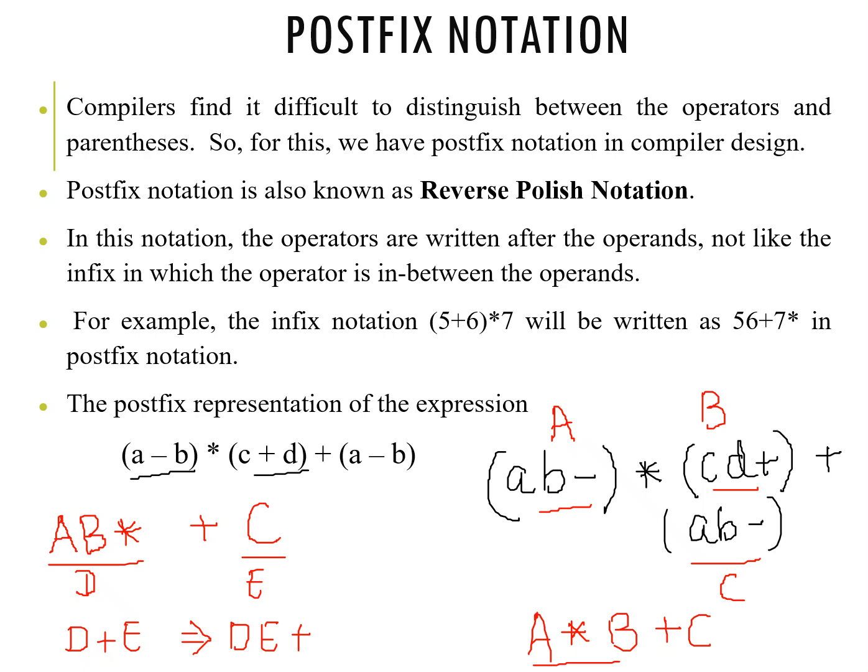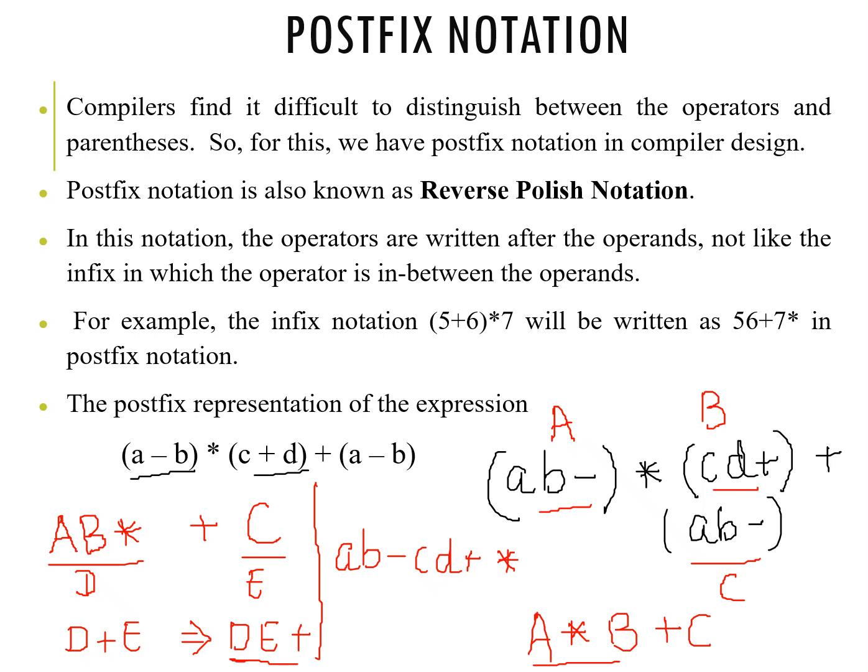Now let us get the final answer in terms of the A, B which are there in the original equation. So let us understand. It is D. If you just observe this expression, it is DE plus. Let us see what my D is. My D is AB star. What is my A? My A is AB minus. What is my B? It is CD plus. And then I have to write a star.